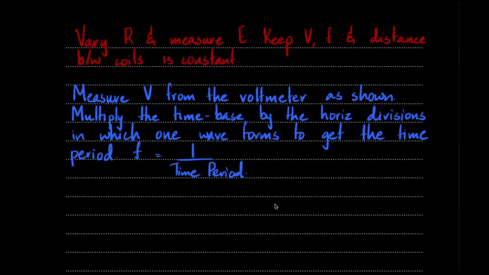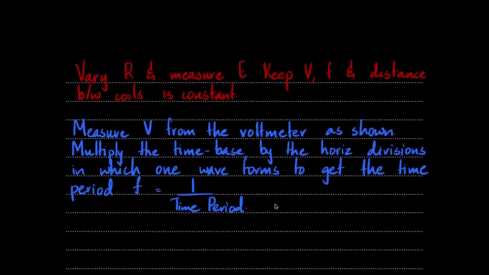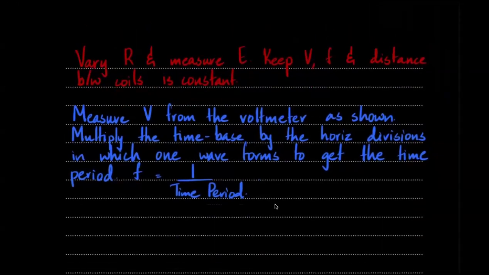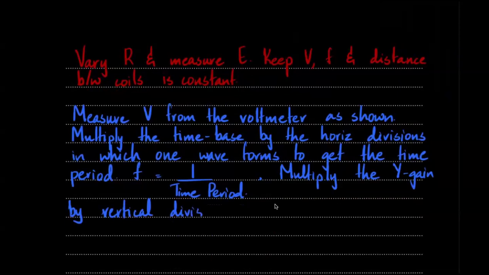All right. So also about the induced EMF E, which is what we have to measure here. You can also talk about that with respect to the Y gain, right? Because V we have measured from the voltmeter, but now I'm talking about E, the induced EMF. So you'll say similarly, multiply the Y gain by vertical divisions to find E, right? So this is done as well.